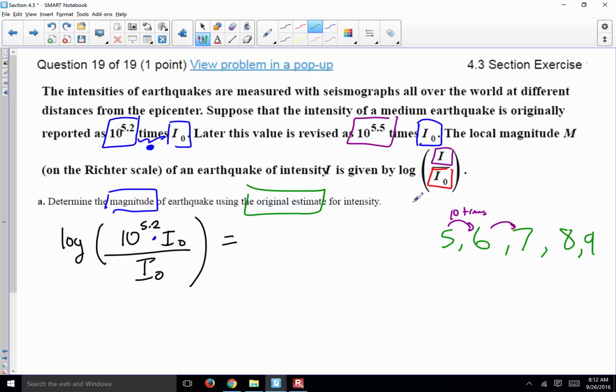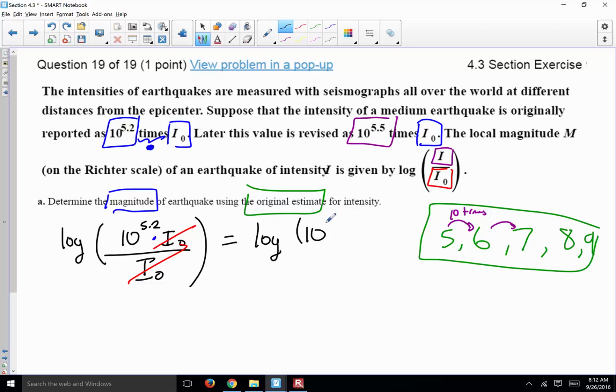To compute it into the public scale, this is the scientific scale. When you're giving the news, you want to call the intensity of the earthquake 5, 6, 7. You need to take this, divide by I0 and take the logarithm. When I take the logarithm of this and cancel the I0s, it's the logarithm of 10 raised to the 5.2. You need to compute this, especially without a calculator.